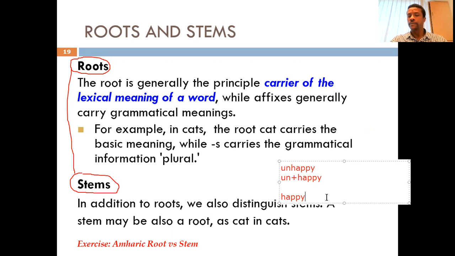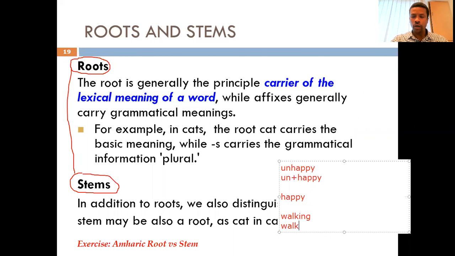So we call this one a stem. But as I said, in English, a stem and the root are the same. What if you have words like, let's say, walking? In this case, you'll say it is walk plus ing. If you remove the bound morpheme, you are going to be left with only the word walk, which means now walk is a stem, which means you cannot further decompose it.